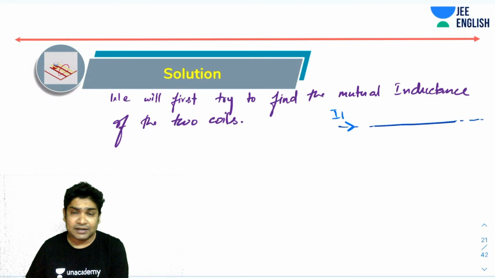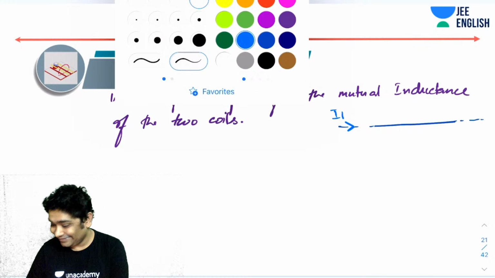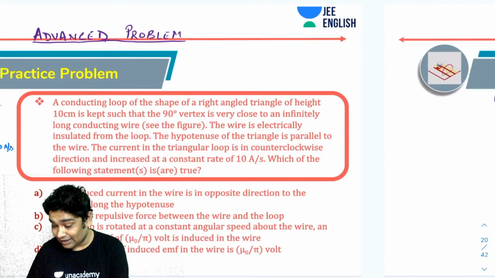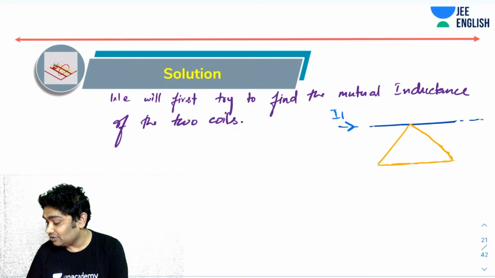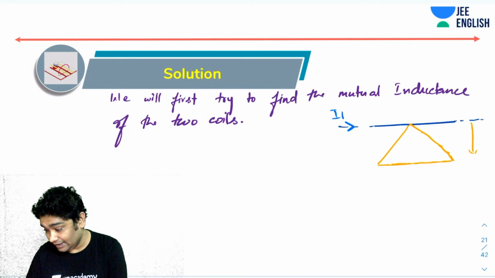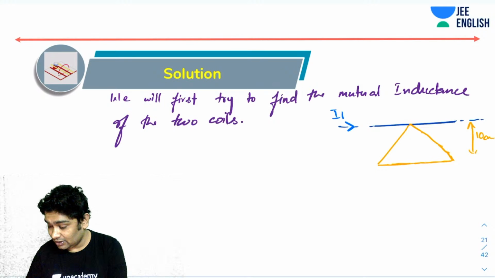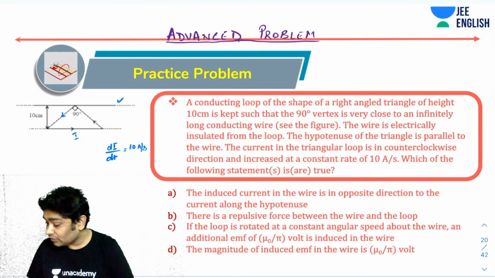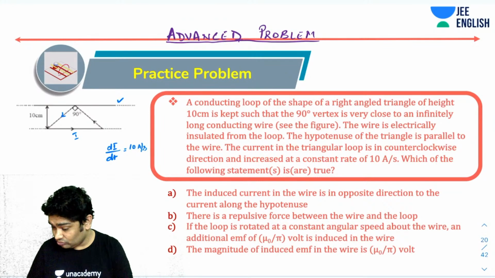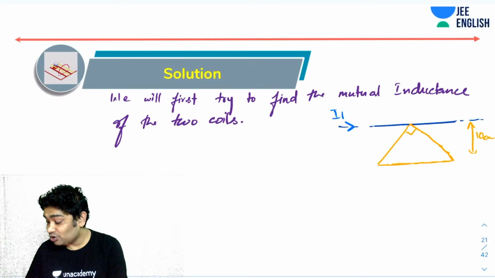Now, can I calculate the flux linked with the triangle? Think about it. Turns out, yes, I can. This angle I know is 90. This height is 10 centimeters. This is 90, and this is an isosceles right angle triangle, which has not been mentioned but would be given. This is parallel to this.